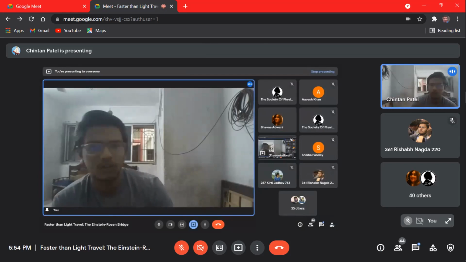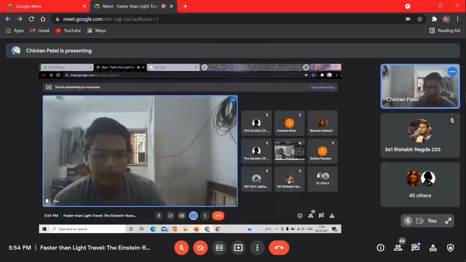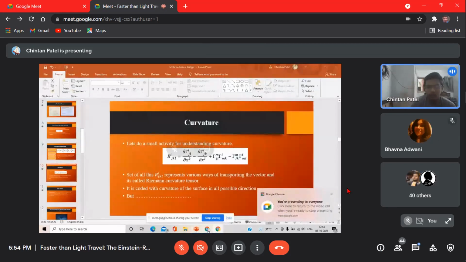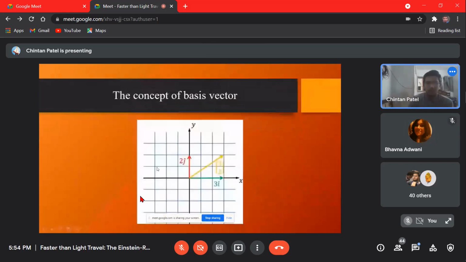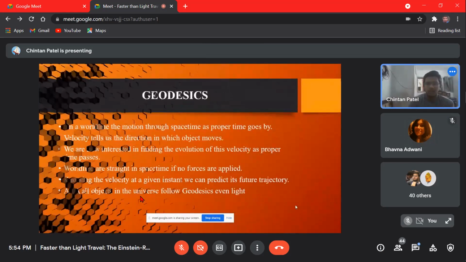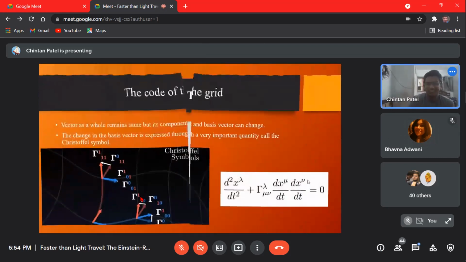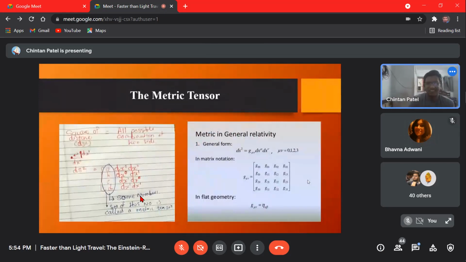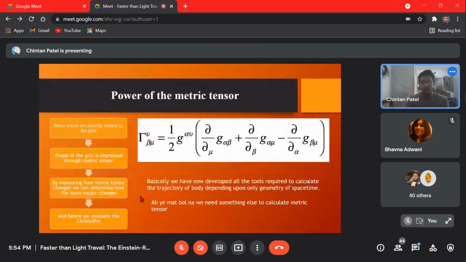So we'll go to the Riemann curvature tensor now. Just a minute. Yeah, you can see my screen, right? Yes, it's clear. Now I understand how much trouble teachers face when they're teaching. Yeah. Okay.